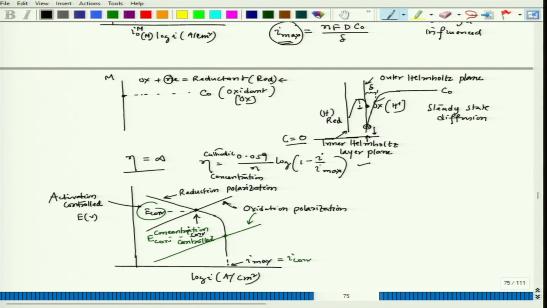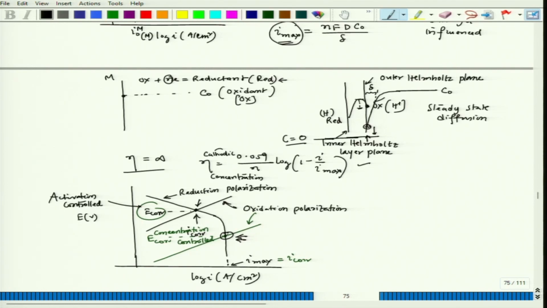Now, if the corrosion process is controlled by the way interaction happens at this location, then it will be concentration control, and if the corrosion process happens because of the interaction of the activation polarization part, then it will be activation control. So, these are the basic differences. Now, if we have such situations, there could be a serious effect of the velocity of the electrolyte on the corrosion rate of the metal.